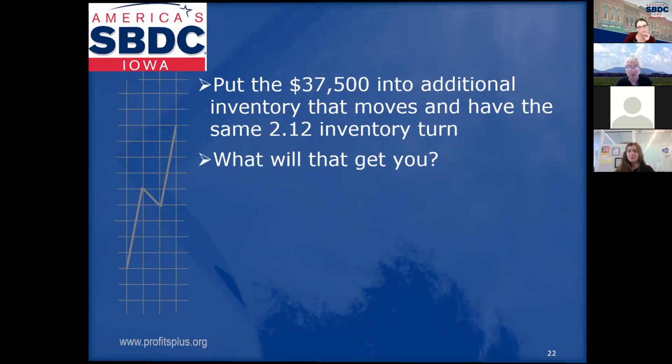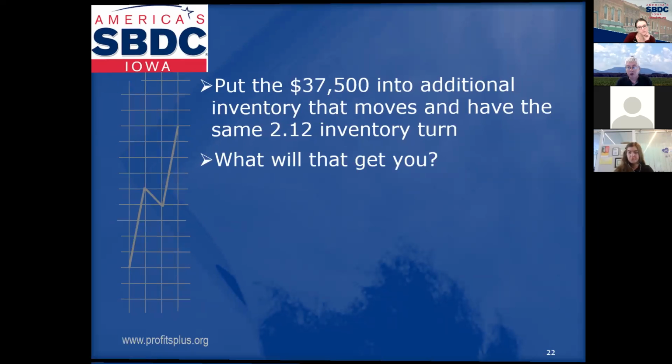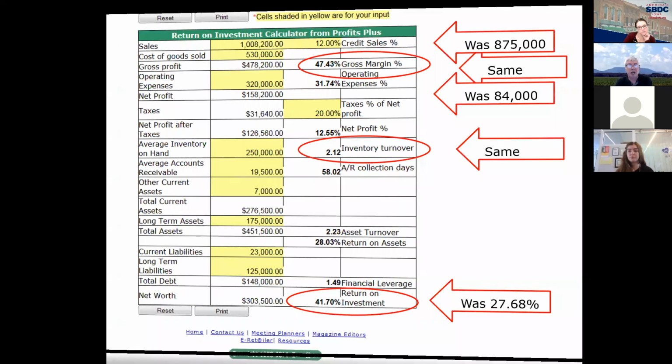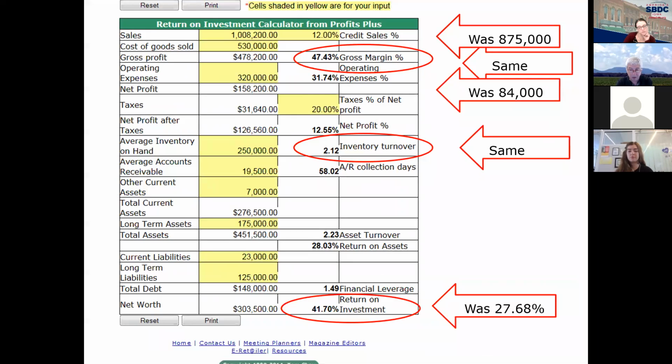Here's what the numbers look like. All right, let's just start at the top, and then we're going to explain it and then give some examples of stuff. Look at the top line. If I take $37,500, put it into inventory that moves at the same 2.12, mind you, I'm not borrowing money from anybody. I'm just taking dead stuff off my shelf, getting rid of it, and buying something that sells.